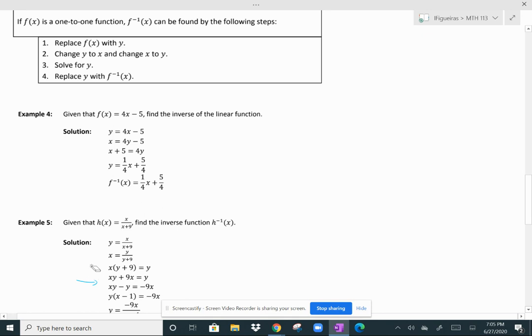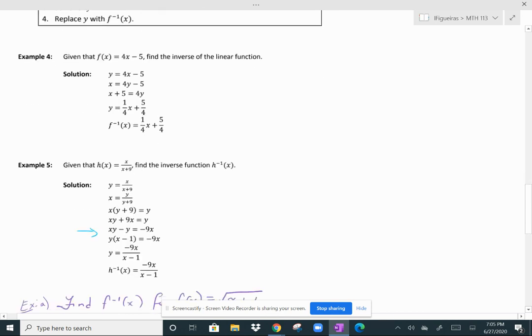So now I have y's on both sides of the equation. You need to get them on the same side, and the 9x you need to get onto the other side. So in this next line, I subtracted this y over to the left, and I subtracted this 9x over to the right. So we get xy minus y equals negative 9x.